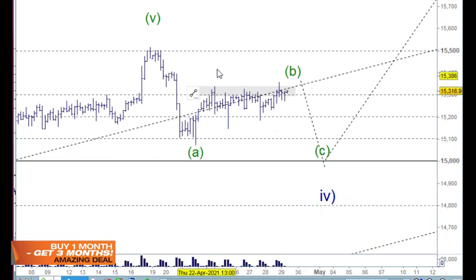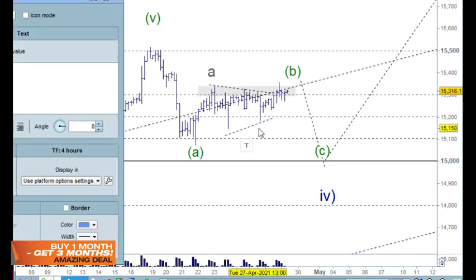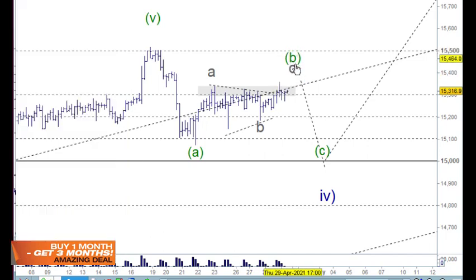I think that this is all just some part of a B wave here. So we can look at this as the A wave here and putting the B wave, moving the B wave over here and the C wave over here for that. And then we've just got one more little high to make here.